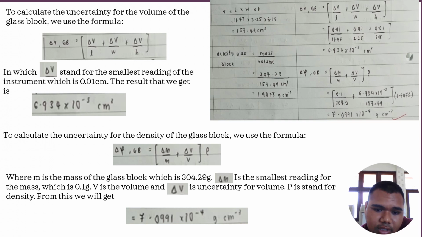To calculate the uncertainty for the density of the glass block, we use this formula, where M is the mass of the glass block, which is 304.29 grams. Delta M is the smallest reading for the mass, which is 0.1 gram. V is the volume, and delta V is the uncertainty for volume. ρ stands for density. From this, we will get this result.